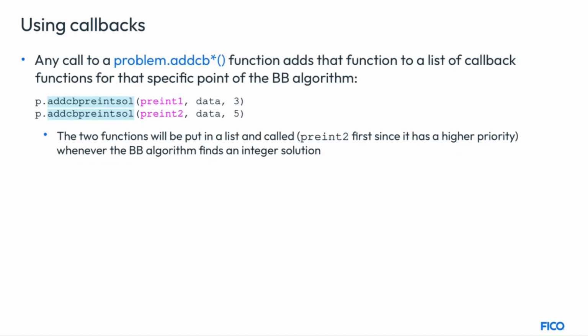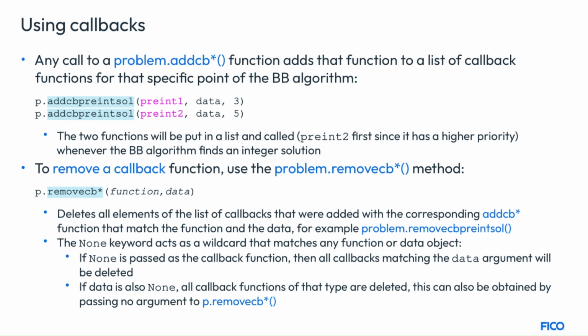Multiple callback functions can be triggered at the same point of the optimization process, in which case they will be run sequentially according to an optional priority argument when calling the callback, such as in the example shown, where the function pre and to will be run first, since it is assigned a higher priority value. Callbacks can be removed from the problem by using the p.removecb method for that specific callback. If a function or data argument is passed, only the callbacks that match that attribute will be deleted. In case both arguments are passed as none or not passed at all, callbacks of that type will be removed.